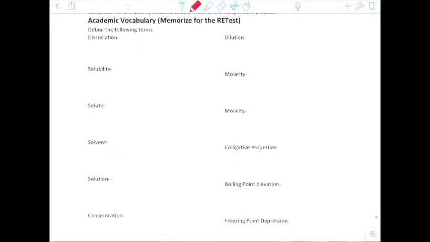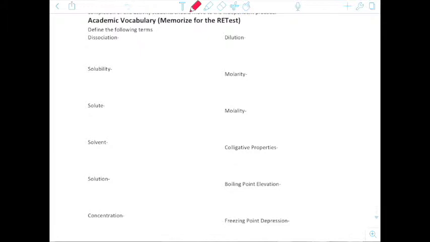Starting with dissociation. Dissociation is the process of separating a salt into its ion forms. It's basically just a fancy word for dissolving. Solubility. Solubility is the ability of a substance to dissociate or dissolve. And so solubility is the ability to dissolve.